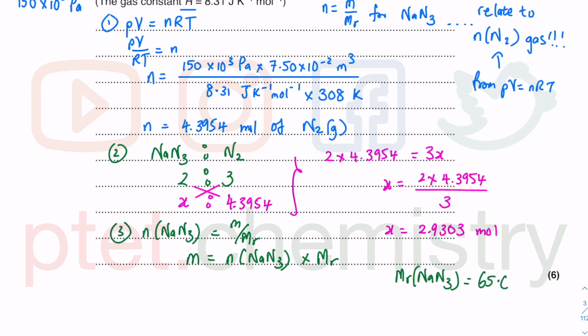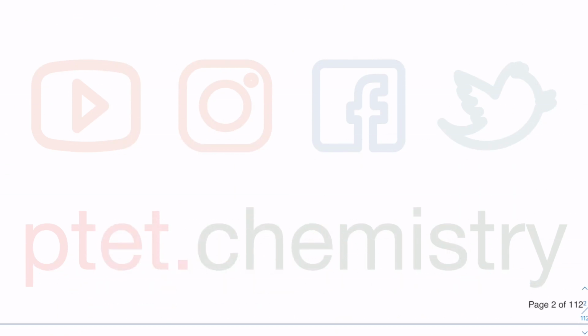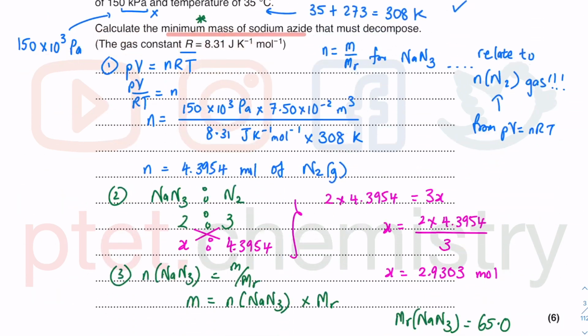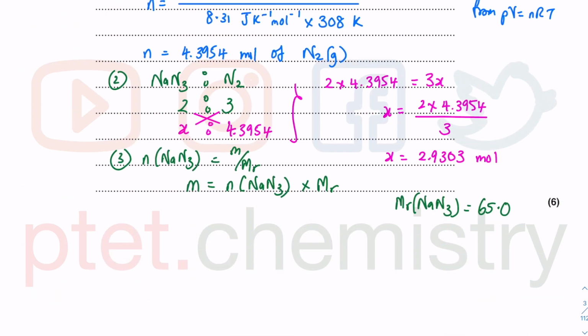I get 65.0. In fact, I think earlier I have obtained this as the earlier part of this question, which is 65.0. So really, it's about the second part of the question. So you should be able to relate to the first part of your question to begin with. So putting in the mole, putting in the MR, and I should get the mass of the sodium azide.